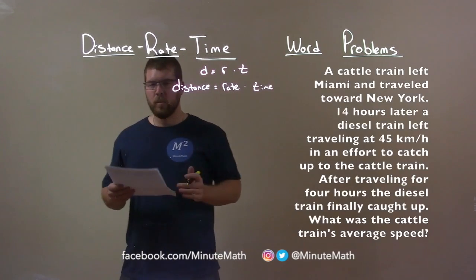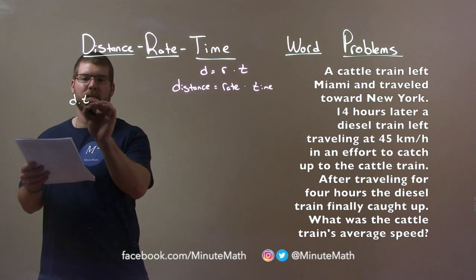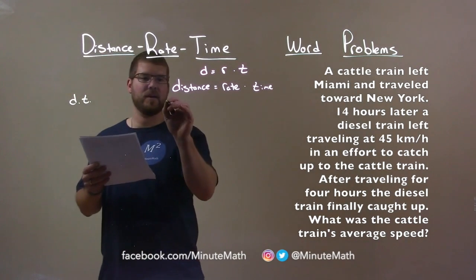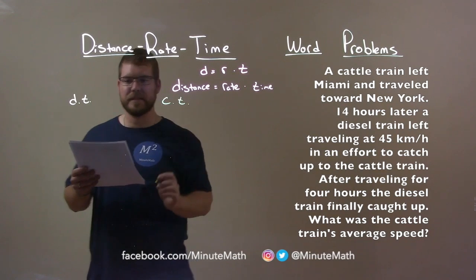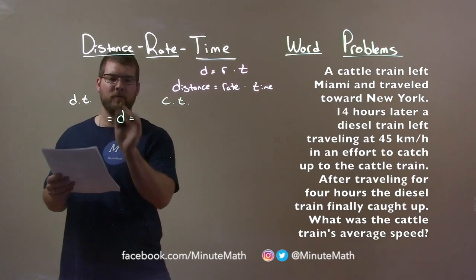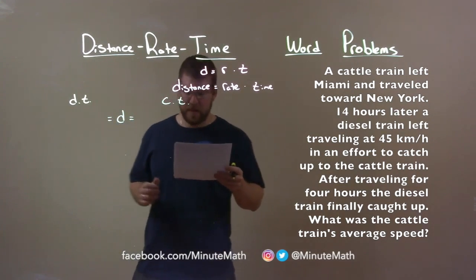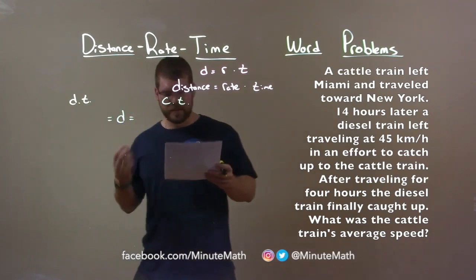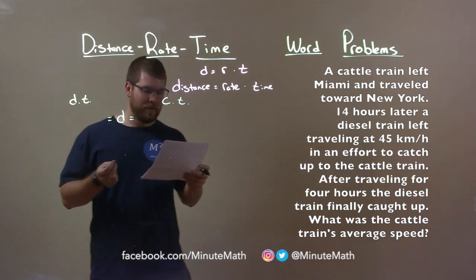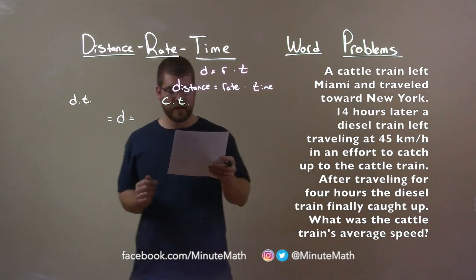Okay. So one thing they tell us here, we have the diesel train, I'm going to call this DT, and we have the cattle train, CT. Their distance, the distance that we're going to find for each one, is going to be the same total where they caught up, okay? So they're going to catch up at the same total distance from leaving Miami, traveling toward New York. When they meet, that distance is going to be the same in our calculation here.